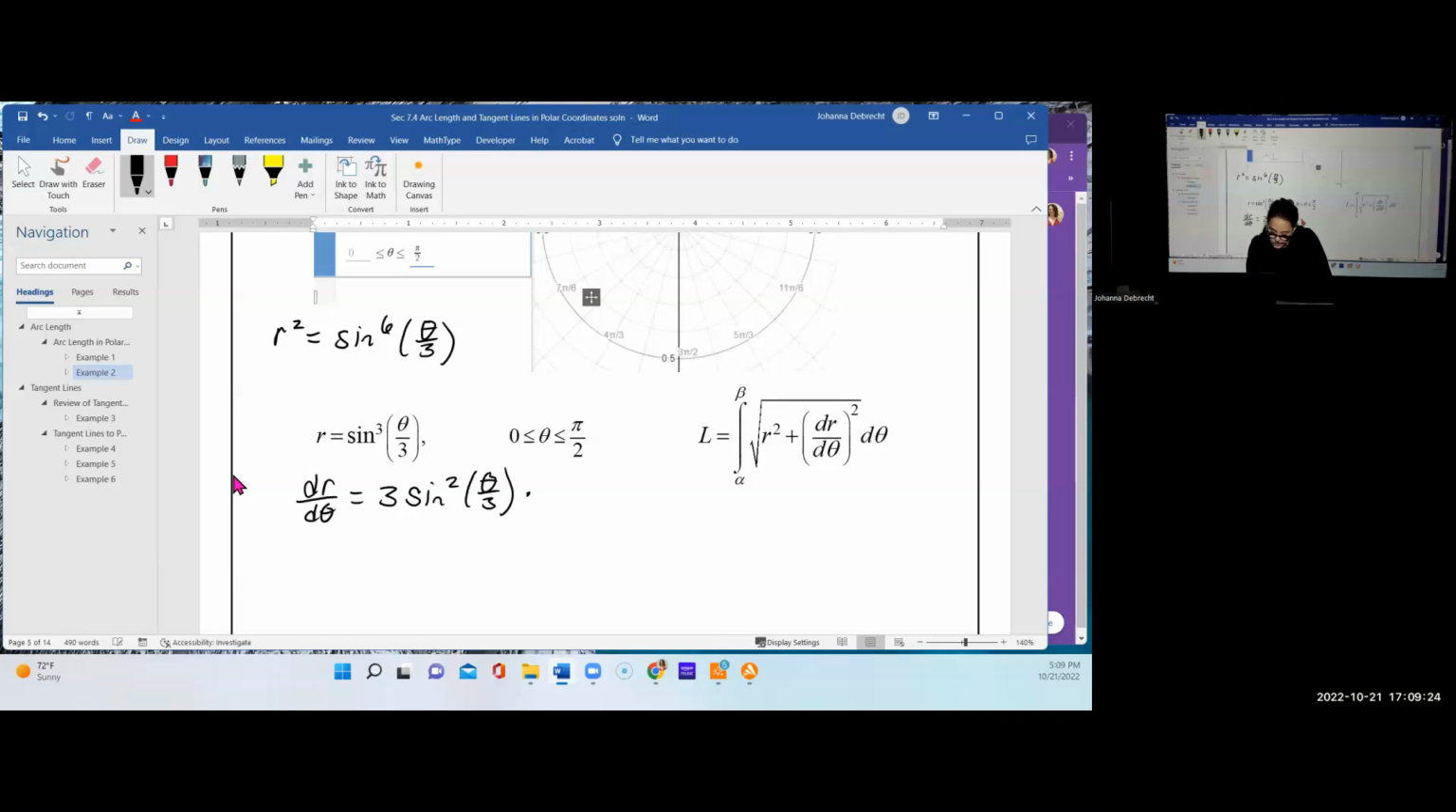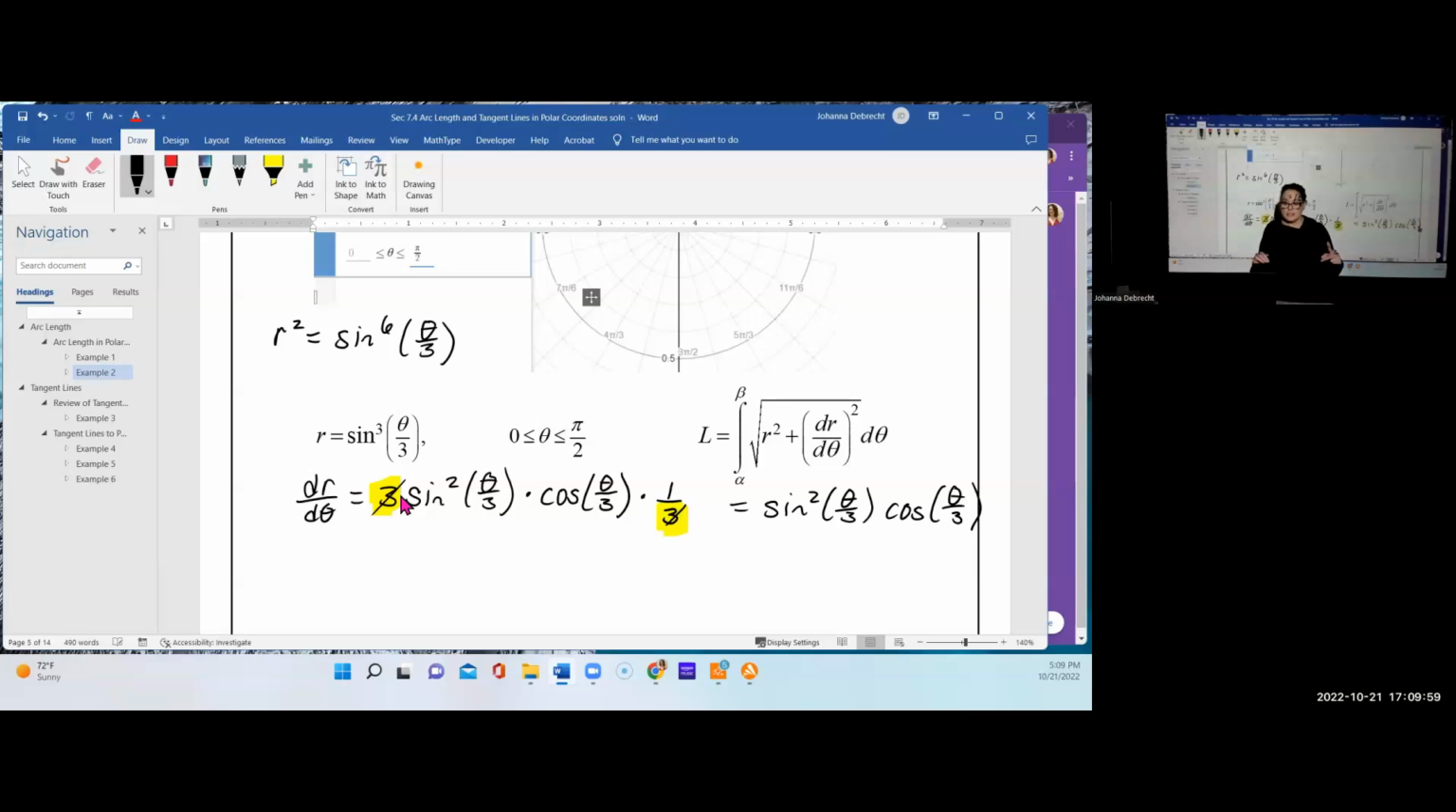Then I have to take the derivative of the next layer down, which is sine. The derivative of sine is cosine. Don't change the inside. And then I have to take the derivative of the inside. The derivative of theta over 3 is 1/3. Now I've got a 3 here, and a 3 here in the denominator, so those are going to cancel. And this is going to give me sine squared of theta over 3 cosine of theta over 3.